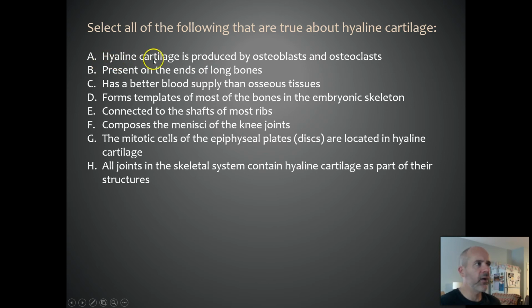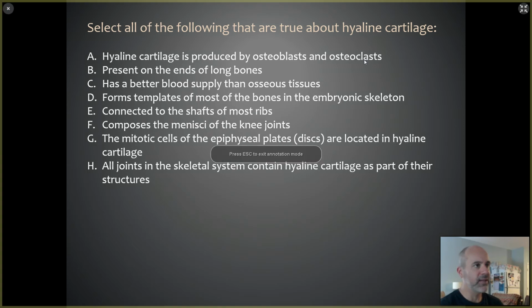All right, how about A? Hyaline cartilage is produced by osteoblasts and osteoclasts. Hopefully you're thinking no on that one. Osteoblasts are the cells that produce your bone matrix. Osteoclasts, remember, are your bone dissolving cells. Osteoblasts are the bone makers. Osteoclasts are the bone degraders, bone eaters. So we don't want to choose that one. They're not involved in cartilage production. So we're going to X that one out if I can get my stylus here to write.